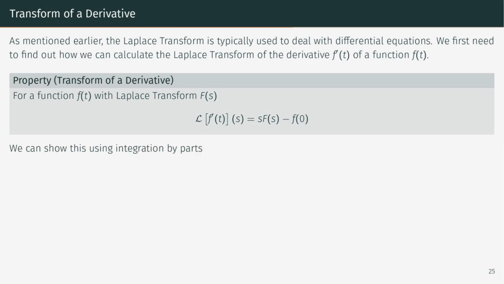We can show this property using integration by parts. The Laplace transform of f prime of t equals the integral of f prime of t e to the negative st dt from 0 to infinity. Using integration by parts, we can see that this equals f of t e to the negative st from 0 to infinity minus the integral of f of t times negative s e to the negative st dt from 0 to infinity.